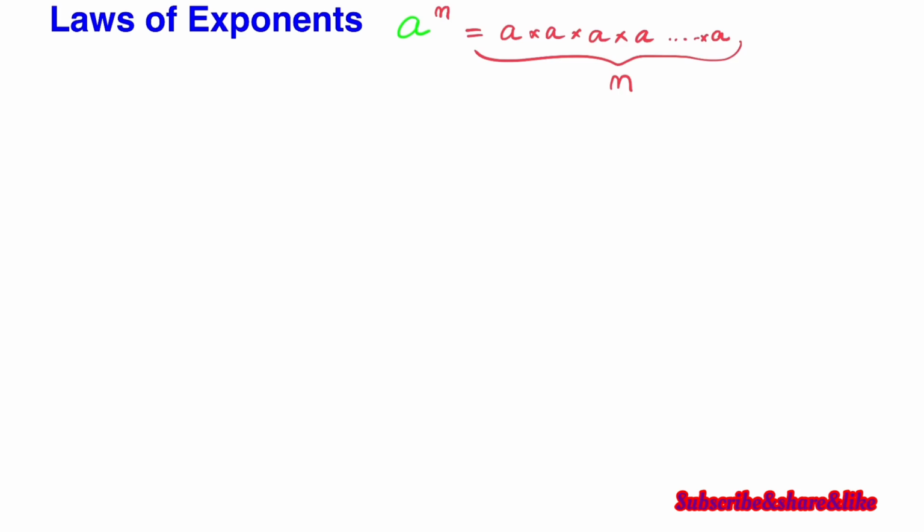For example, let's say we have a to the fifth, which is just a times a times a times a times a. If you count them, there are 5. This is what the power means: you multiply the number as many times as the power.